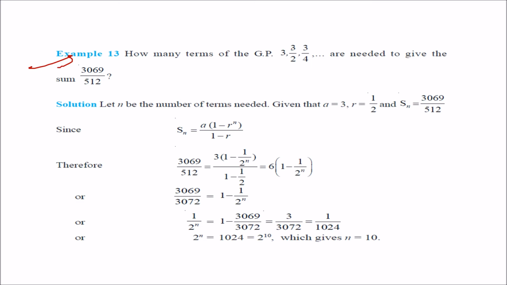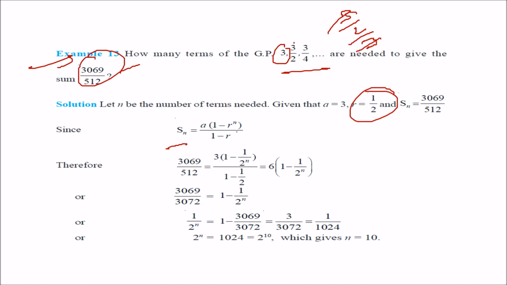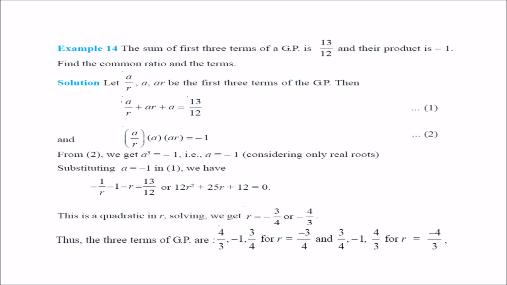Next is how many terms of the GP are needed to give the sum this. So A is 3, R is (3/2)/3, that is half. Sn is this one. So Sn is A(1 - R^n)/(1 - R). You have taken R as half, A as 3. Just solve it for n, you can get n equal to 10.